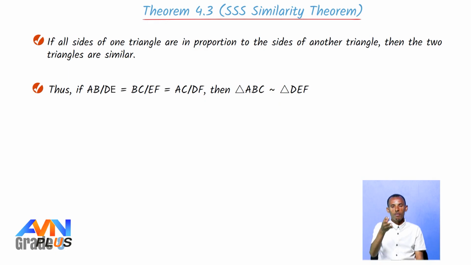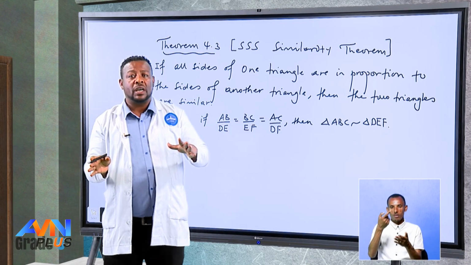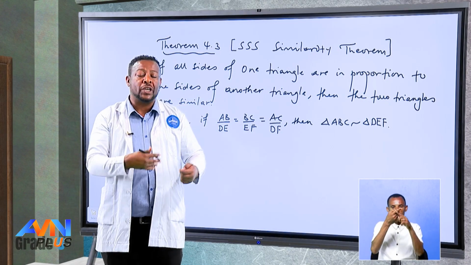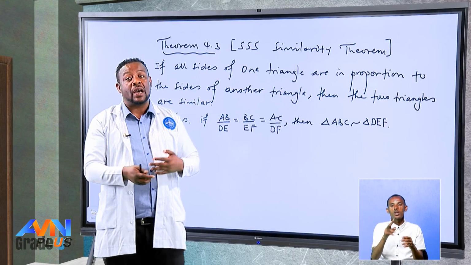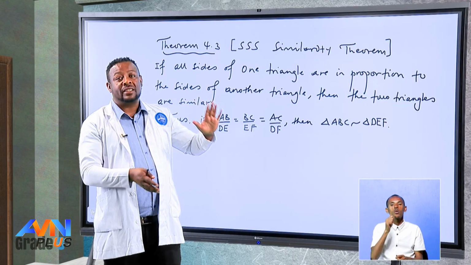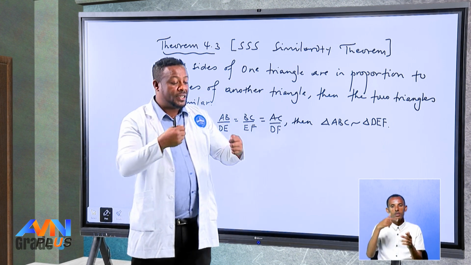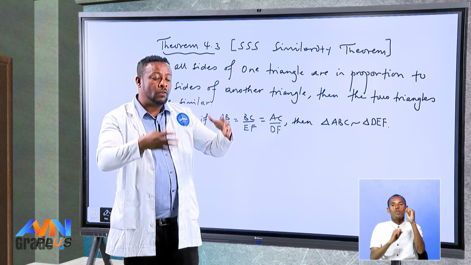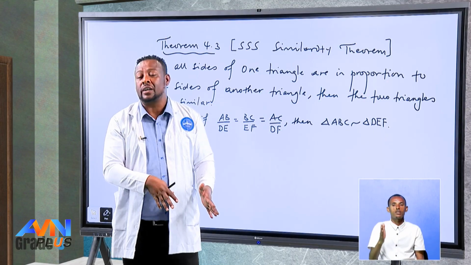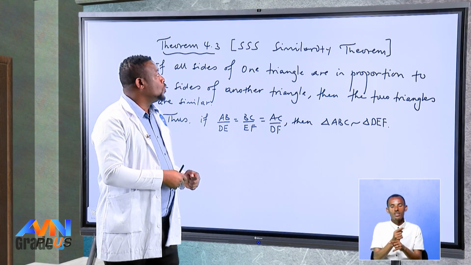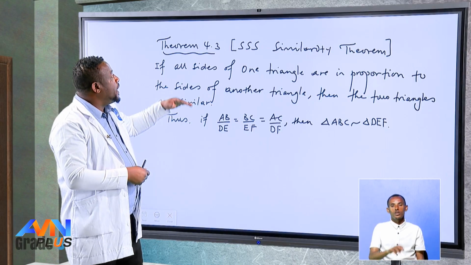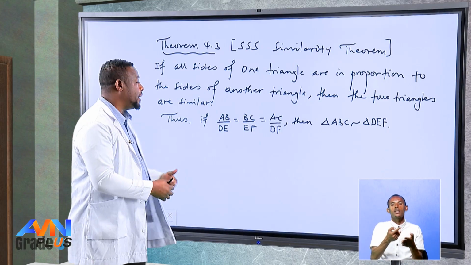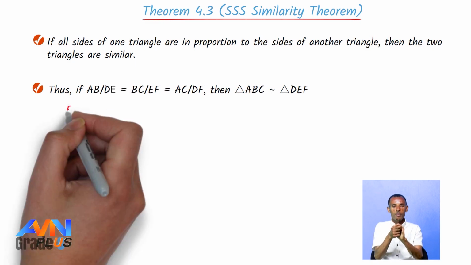Okay, so these three theorems follow different approaches to check whether two triangles are similar. The third theorem requires only the comparison of the ratios of all the sides of the triangles, right? So to explain this using an example, let's see a simple case.